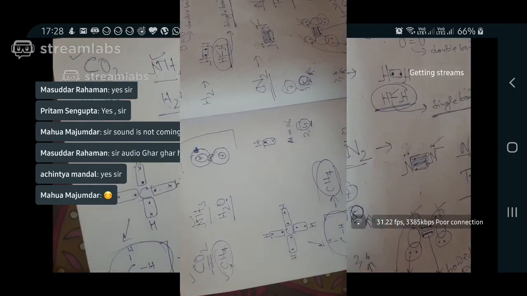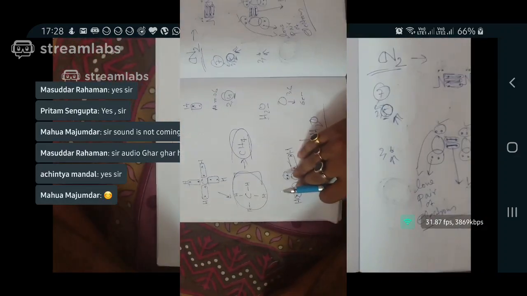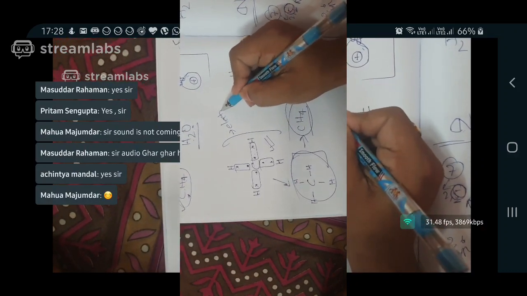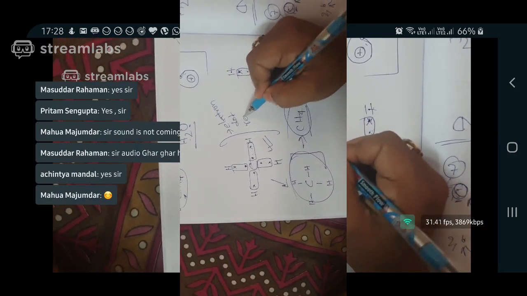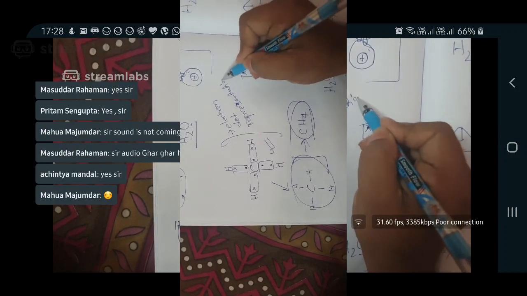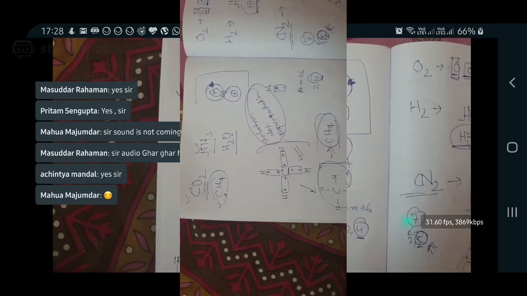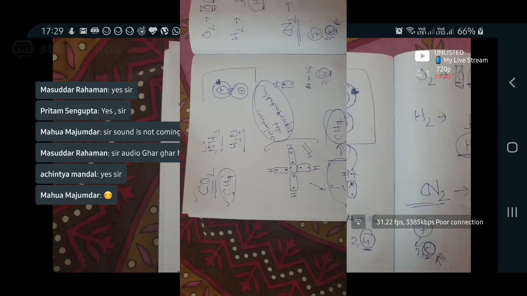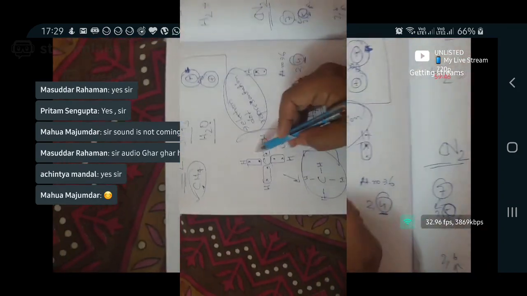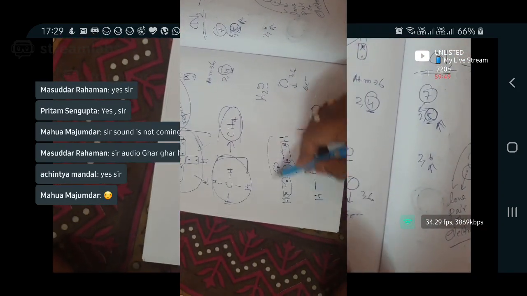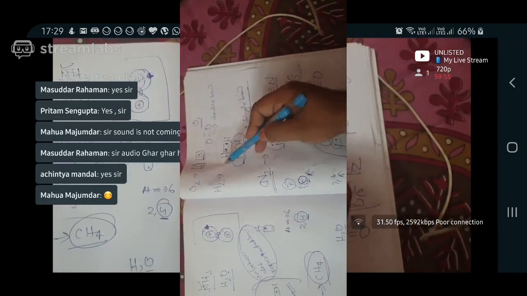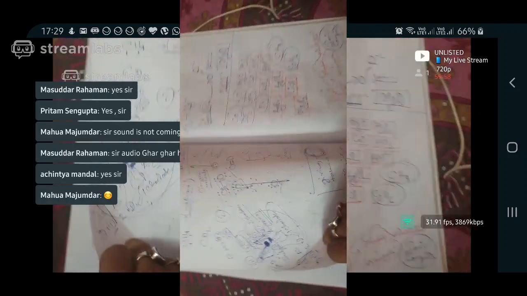Now, I would urge you to understand that this type of structure is known as electron dot representation. Always remember, it is known as what? Electron dot representation. Always remember. Okay, this is electron dot representation, and these are electron dot representations.